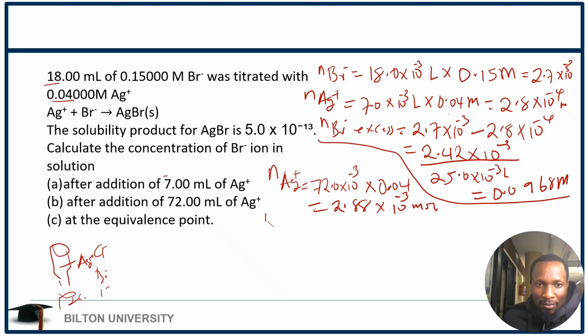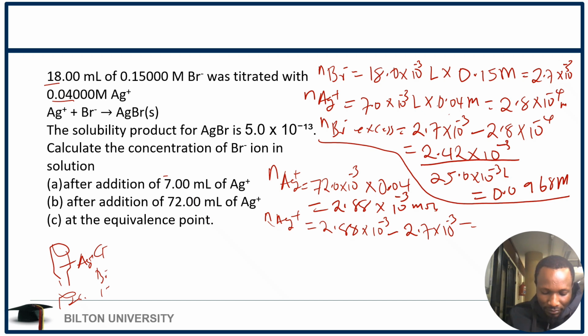So we are going to say moles of silver in excess, and that's going to be the new moles of silver, 2.88 times 10 to the power minus 3, minus the initial moles of bromide ions, which is 2.7 times 10 to the power minus 3. That's going to give us a total of 1.8 times 10 to the power minus 4 moles. So this is now the excess moles of silver ions.